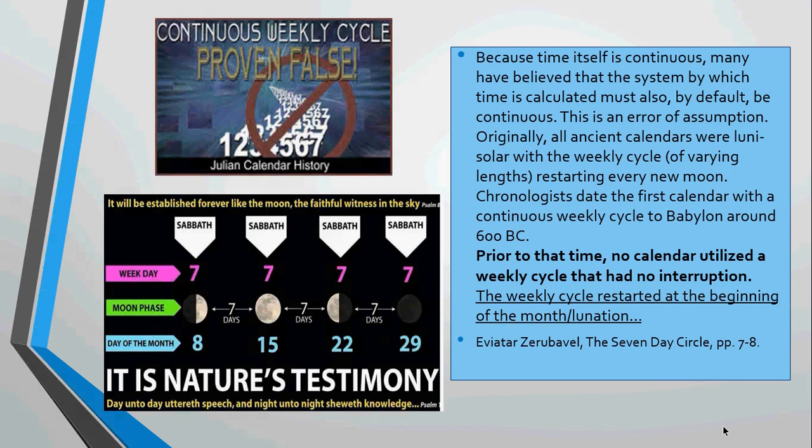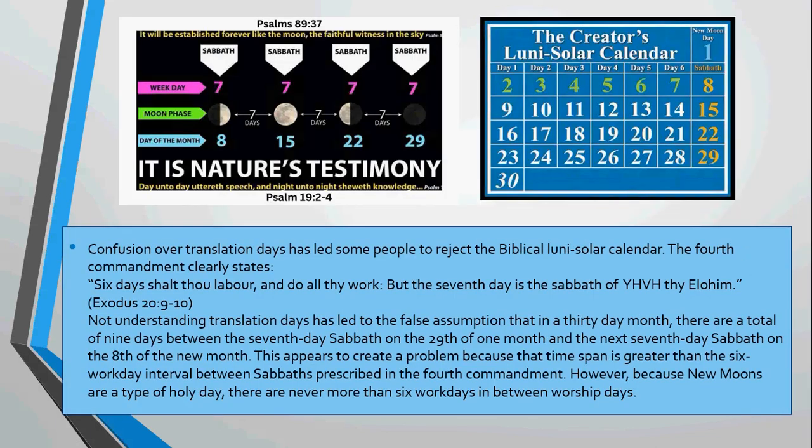And that's another quote from Exavar Zerubbabel, the 7-day cycle. So confusion over translation days has led some people to reject the biblical lunar solar calendar. The fourth commandment clearly states, six days shalt thou labor and do all thy work, but the seventh day is a Sabbath of Yahweh thy Elohim, Exodus 20:9-10.